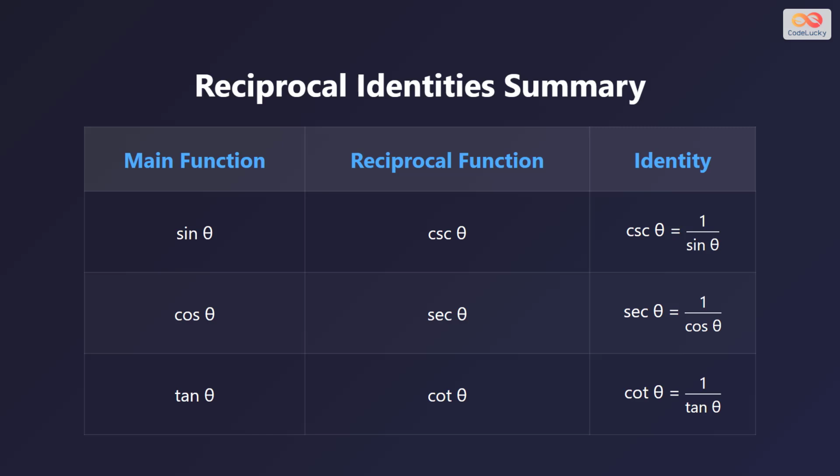Here is a summary chart of everything we have covered. You can see the main functions on the left, their reciprocals in the middle, and the identity formulas on the right. Notice the pattern: 1 over sine, 1 over cosine, and 1 over tangent. Memorizing these pairings is essential for solving more complex trigonometry equations later on.